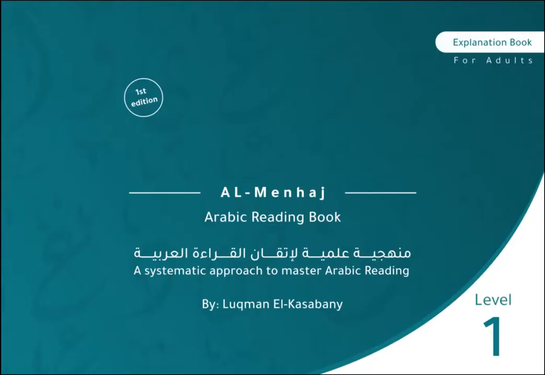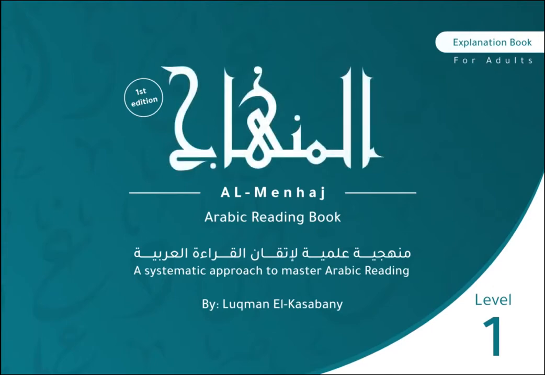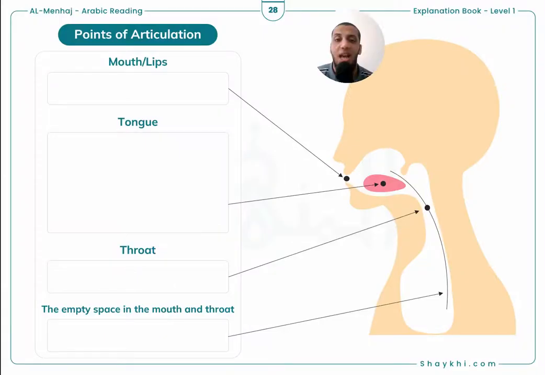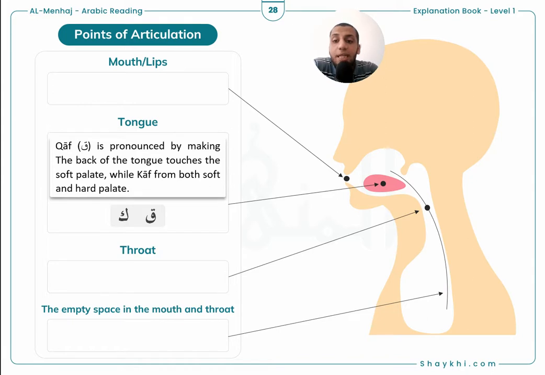This is just to remind you that we are explaining using Al-Minhaj book, the official book of Shaykhi Academy. So we will discuss now these two letters, Al-Qaf and Al-Kaf. What is the point of articulation of Al-Qaf and Al-Kaf? Al-Qaf is pronounced by making the back of the tongue touch the soft palate, while kaf from both soft and hard palate. Let's discuss and explain this.